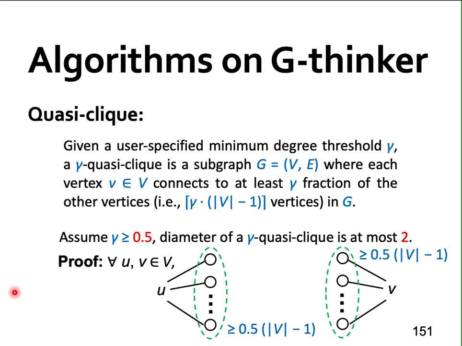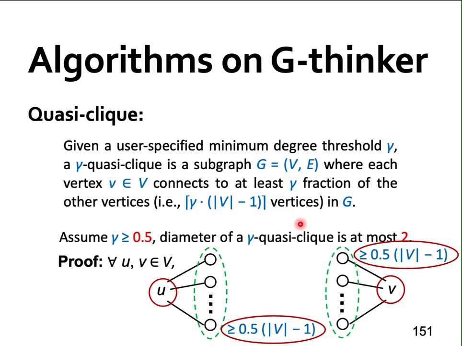Taking maximal cross-clique mining as an example, where a cross-clique is defined as shown here. Given a minimum degree threshold gamma, a gamma cross-clique is a subgraph where each vertex connects to at least a gamma fraction of the other vertices in the subgraph. There is a pruning rule saying that given a gamma no less than 0.5, the diameter of a gamma cross-clique is at most 2. This can be easily proved as follows.